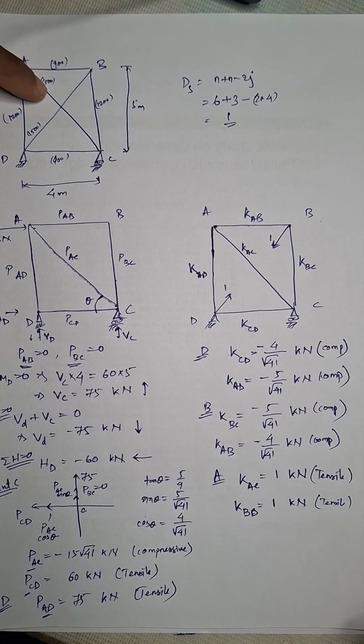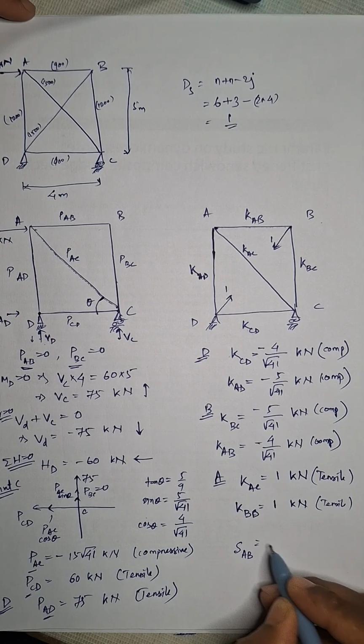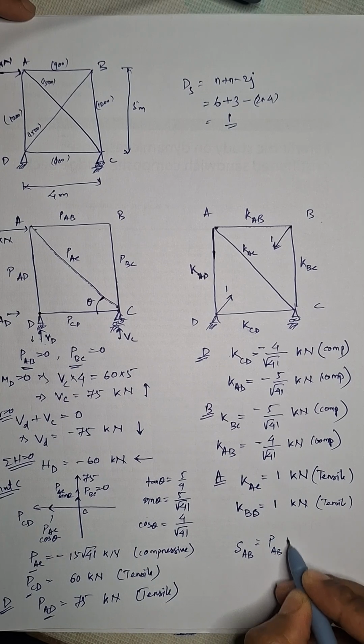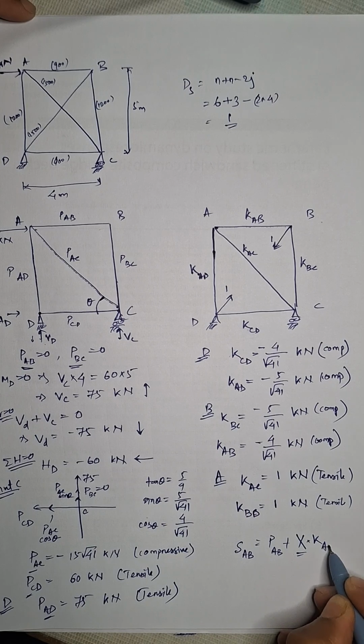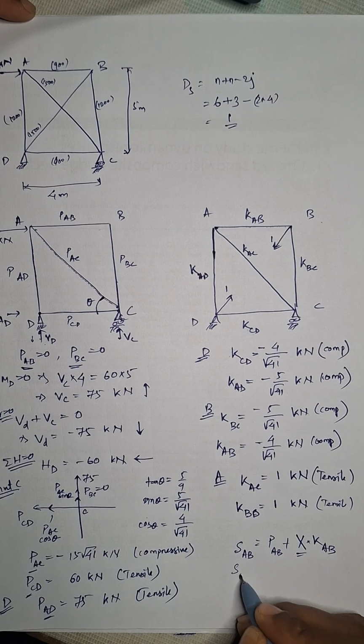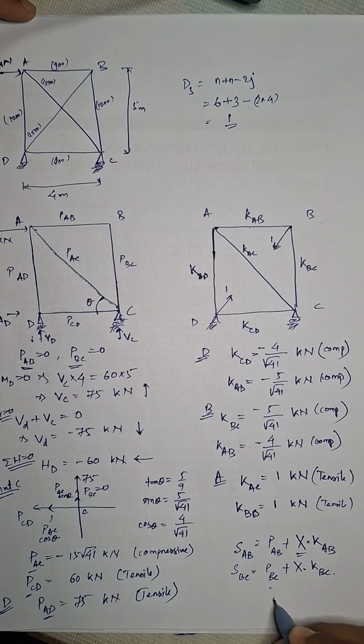Now for the question, if we need to find the values of the actual member forces, which is S, we can write SAB as PAB plus the redundant X into KAB. Similarly, SBC will be equal to PBC plus X into KBC, and this goes on.